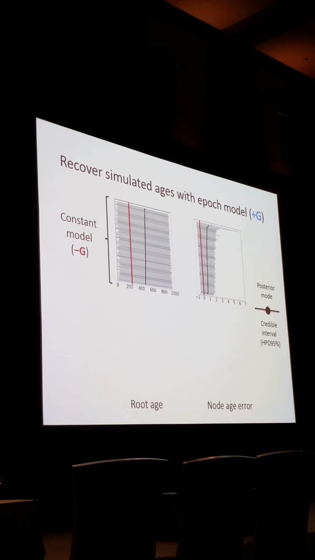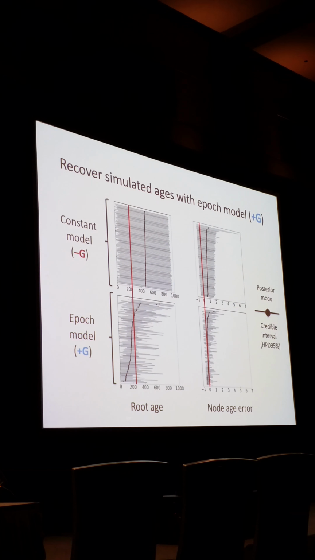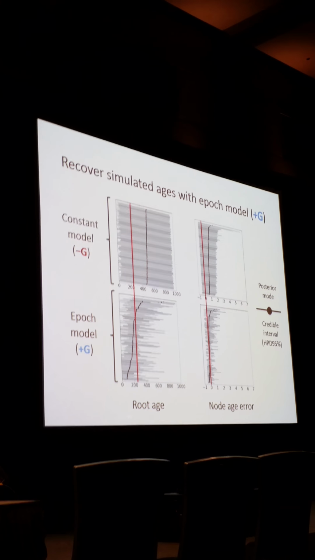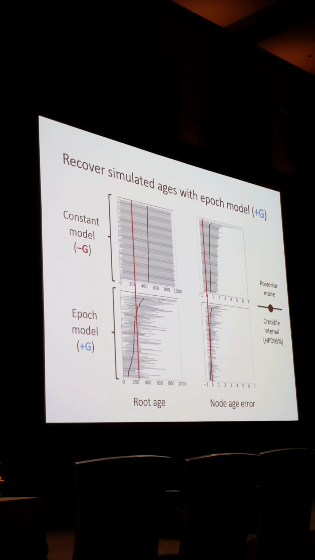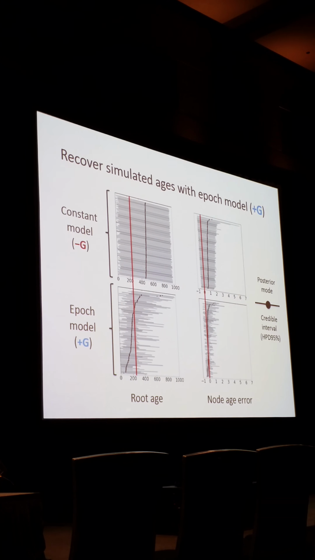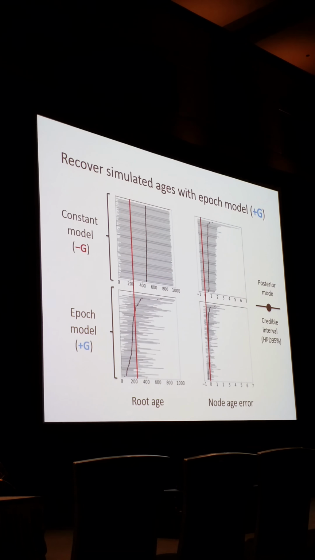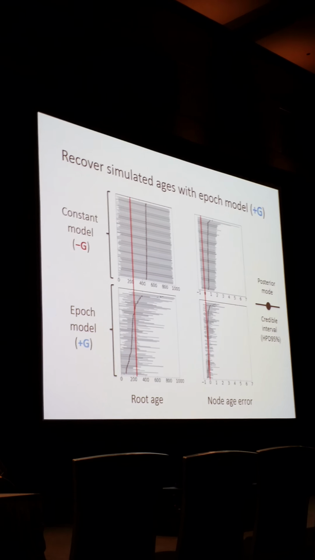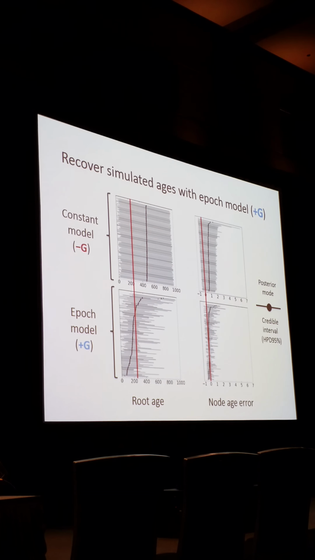The top row is going to be when I ignore geography, and the bottom row is when I condition on it. The lines are the credible intervals, and the dots are the posterior modes for these parameter estimates. The red line is the true parameter that I'm hoping to target, and when the black dots match up with the red line, I'm doing pretty well.